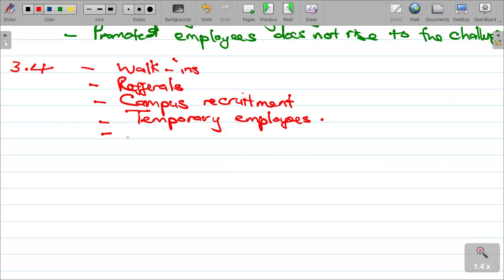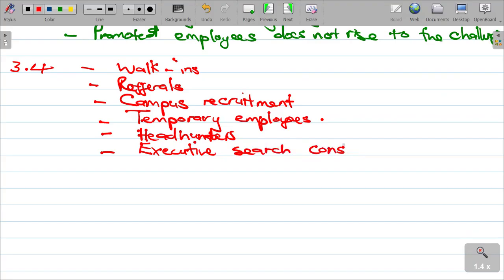Right. We also have what we call headhunters. Headhunters. And executive search consultants.